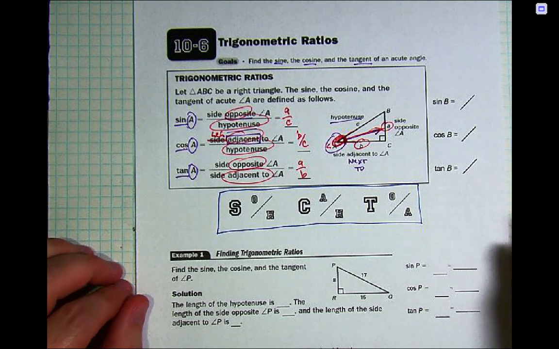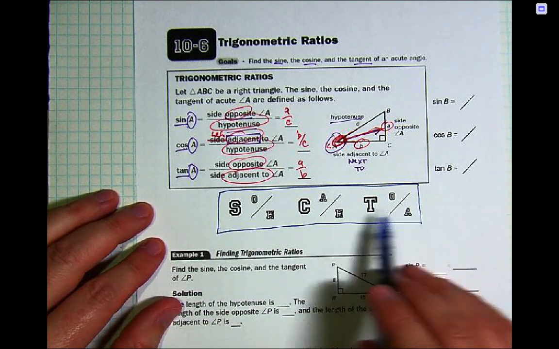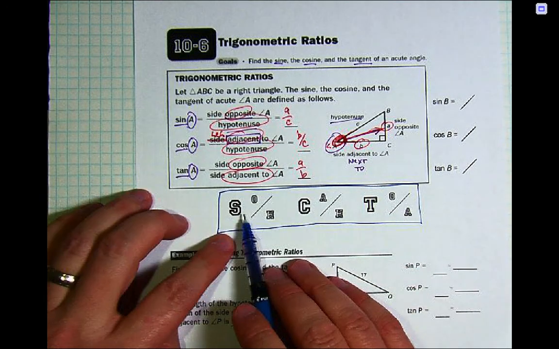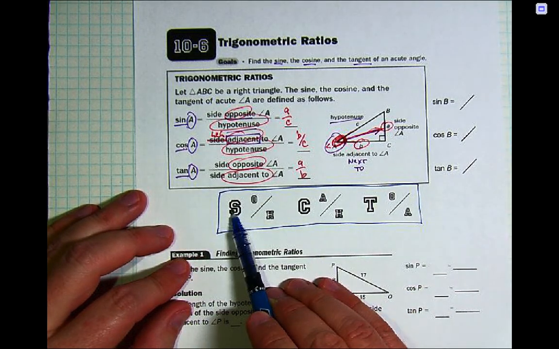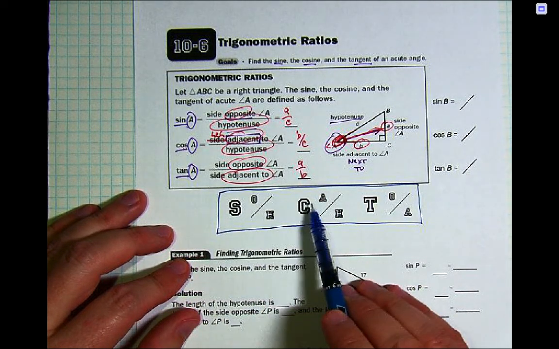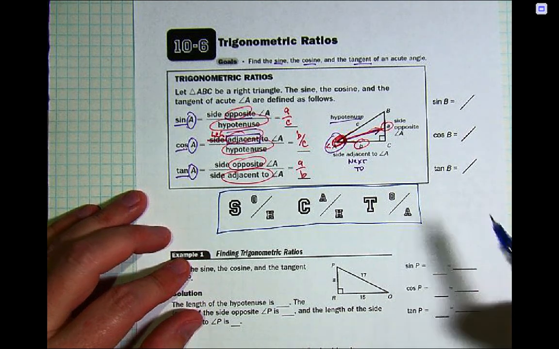Okay, now unpause and say it again with me. Sohcahtoa. What is Sohcahtoa? Sohcahtoa is one word that summarizes all 3 trig ratios. Sine is opposite over hypotenuse. Cosine is adjacent over hypotenuse. Tangent is opposite over adjacent.